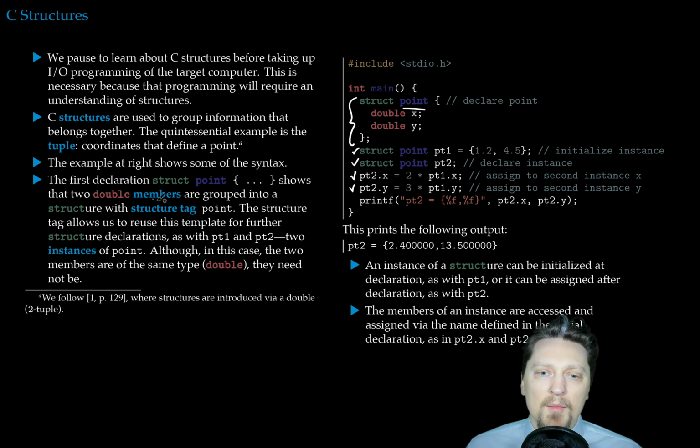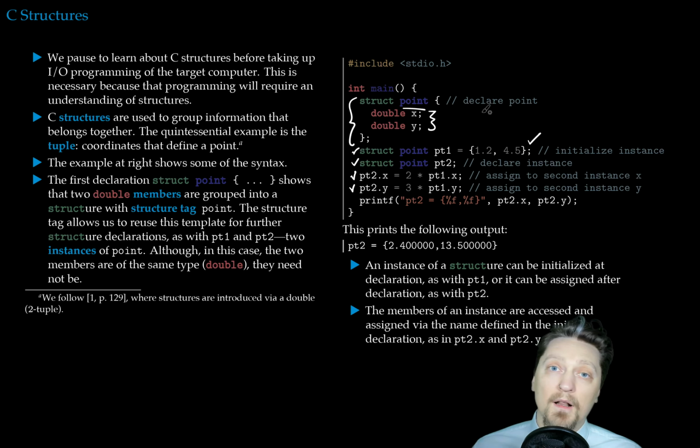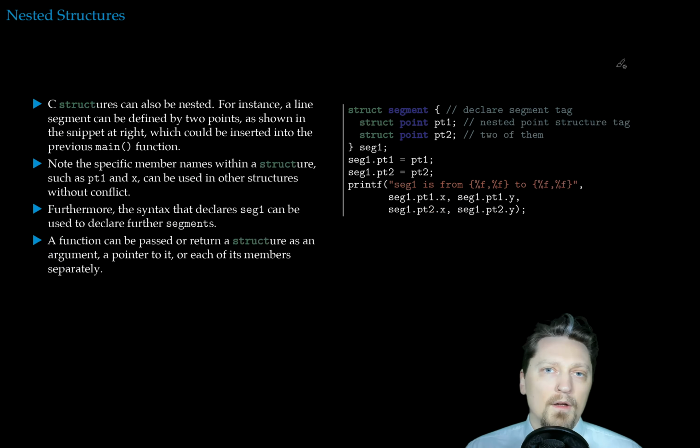The two double members are grouped inside the structure tag, so these are the two members, x and y. They don't have to have the same type, but they do in this case. An instance of a struct can be initialized at declaration, like we did in this line up here, or we can declare an instance, as we did for pt2, and later assign the values. You can also have nested structures. You can have a struct inside of a struct.